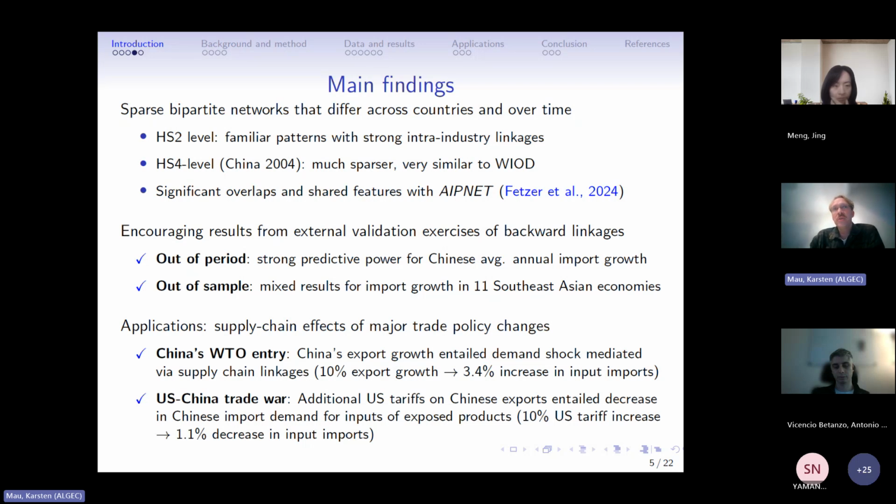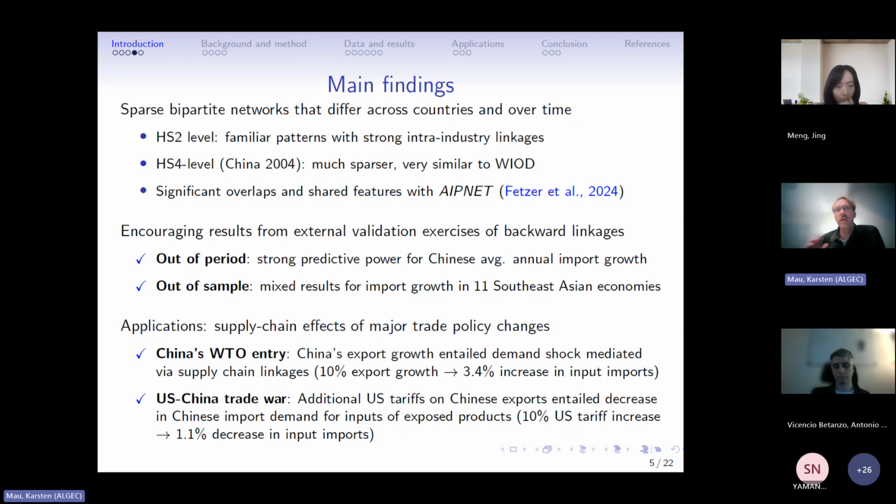And then in our applications, we find, for example, that during the WTO entry of China in the early 2000s, we can document that the export growth in particular products indeed entailed growing imports of the upstream inputs that we identified. And actually also that countries who have a strong comparative advantage in providing those inputs systematically started to export more to China because of this.